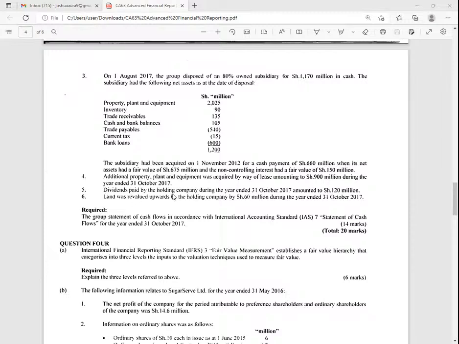5, dividends paid by the holding company during the year ended 31st October 2017 amounted to 120 million. 6, land was revalued upwards by the holding company by shilling 60 million during the year ended 31st October 2017. So they want us to give them a group statement of cash flows in accordance with international accounting standards, for the year ended 31st October 2017.